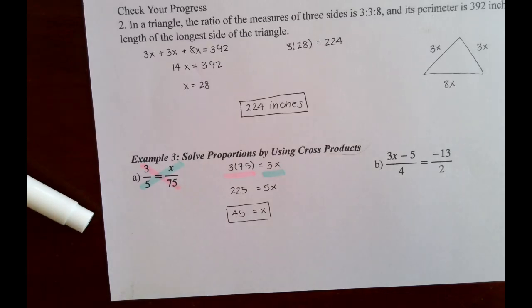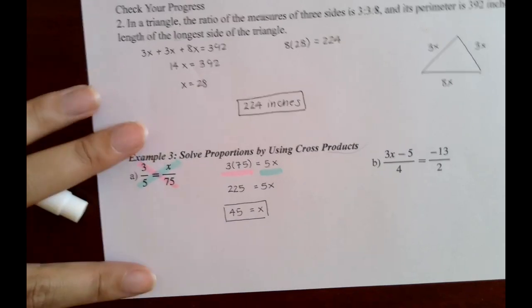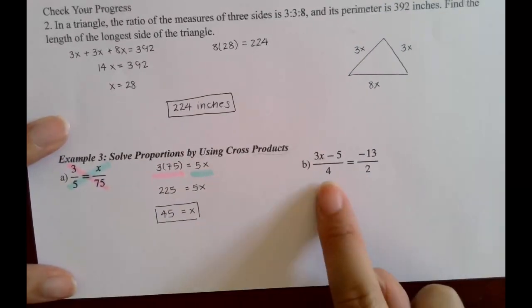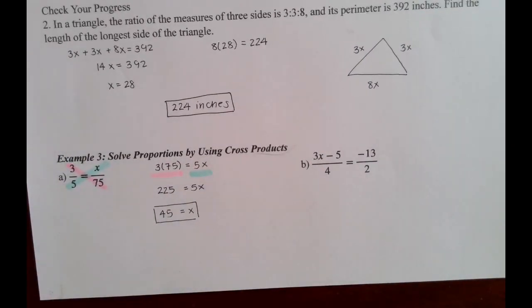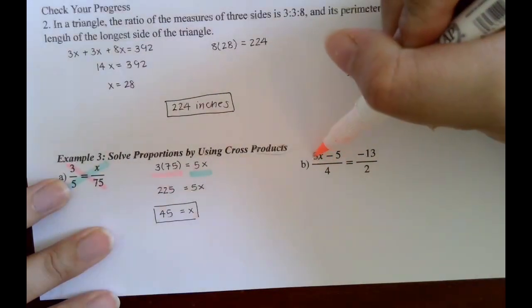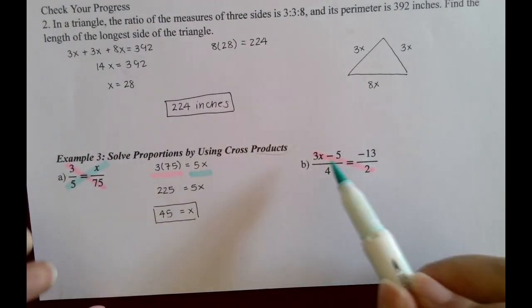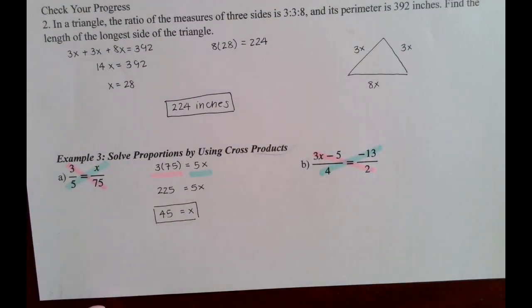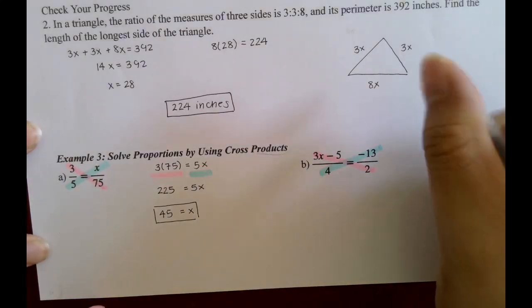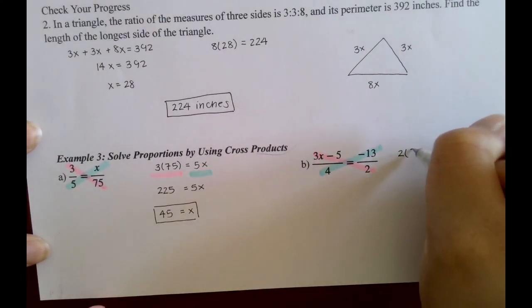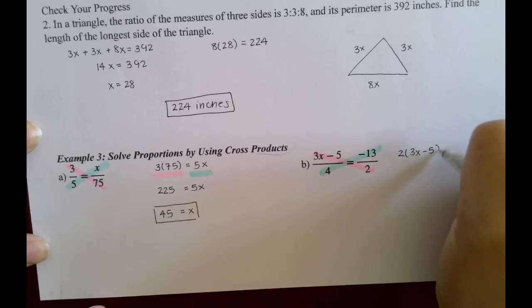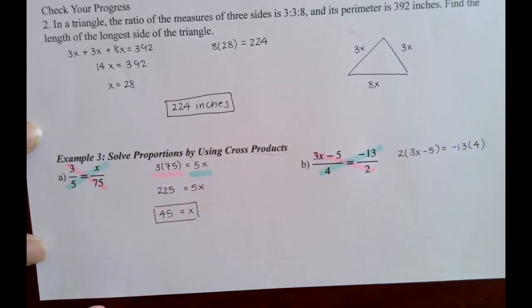Okay, then we're going to try the next one here. So we're going to do the same thing. We have two ratios equal to each other, so this is a proportion. We're going to cross multiply. So it's going to be 2 times 3x minus 5 equals negative 13 times 4.